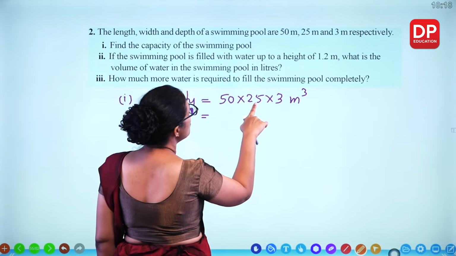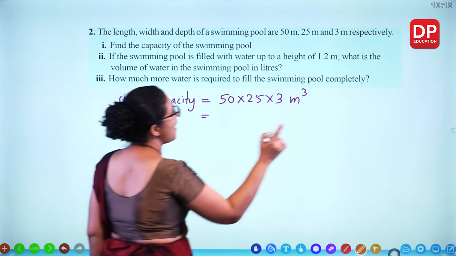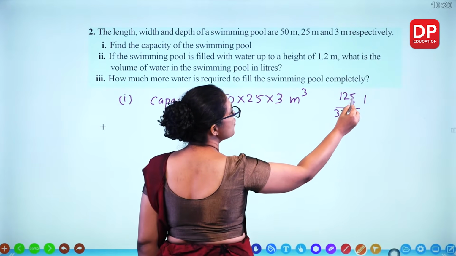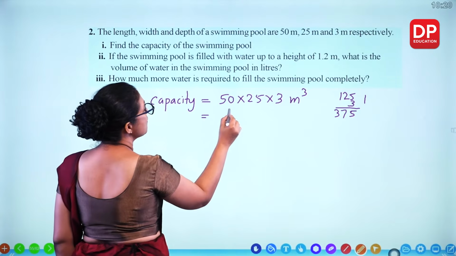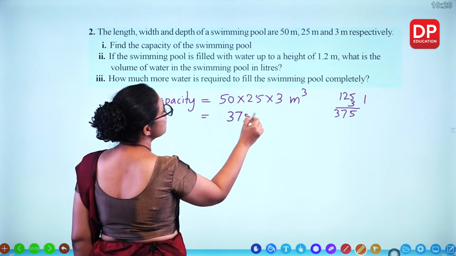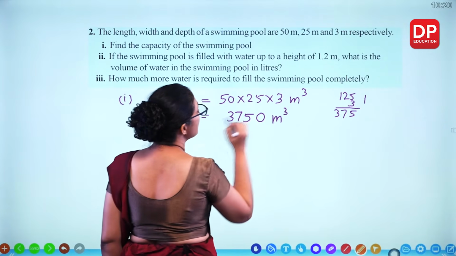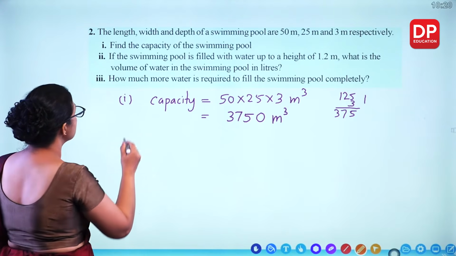You can do 5 times 25, 125. 125 times 3. 3 times 5, 15. 3 times 2, 6 plus 1, 7. 3 times 1, 3. So 125 times 3 is 375. So 375 and put a 0 there. So that's cubic meters. 3750 cubic meters is the capacity.